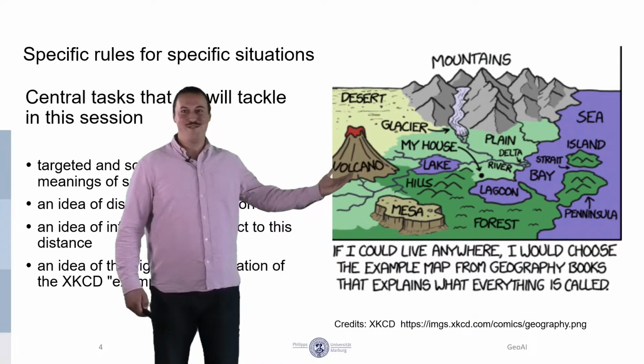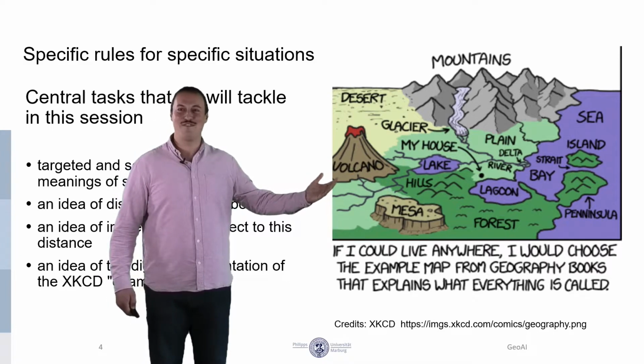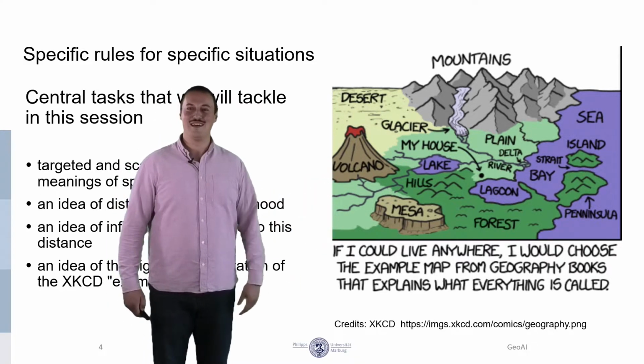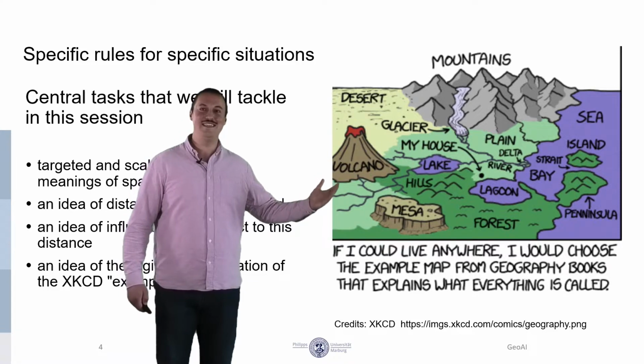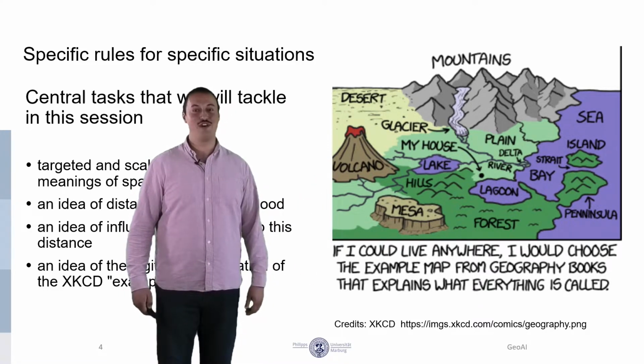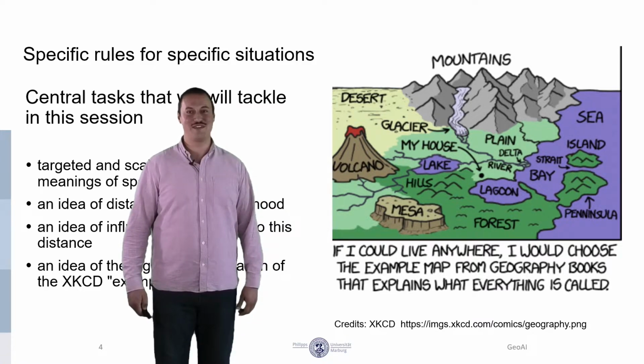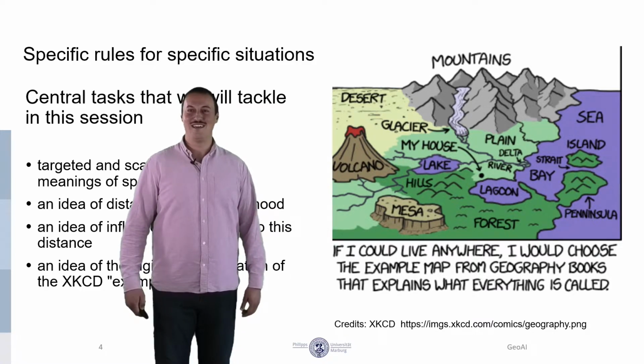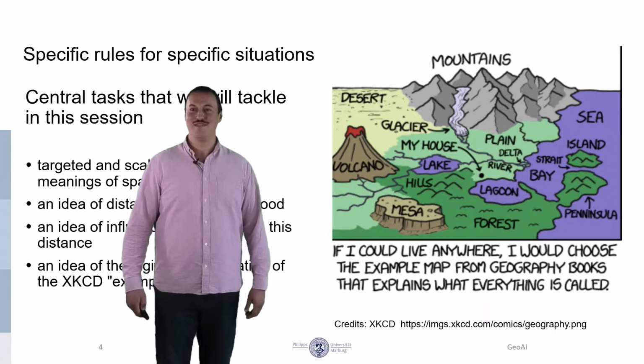Here we have another image, and this is a classic example from any geography book. This is a comic from XKCD that says, if I could live anywhere, I would choose the example map from the geography books that explains what everything is called. And as we can see, everything is very close together, but is that all related necessarily?